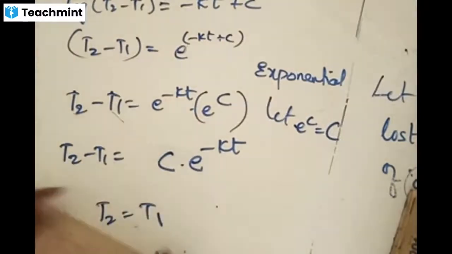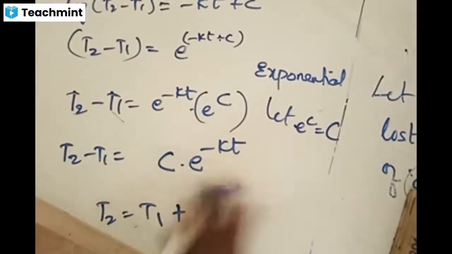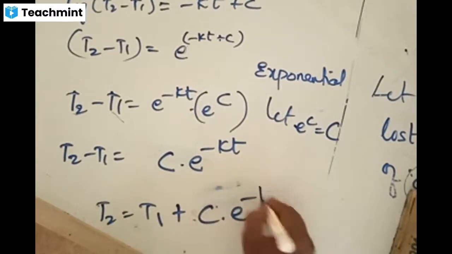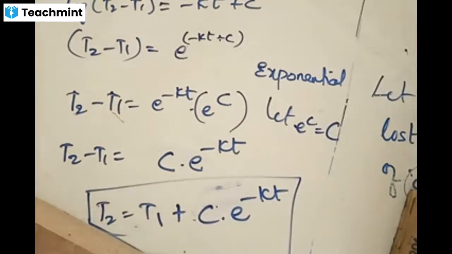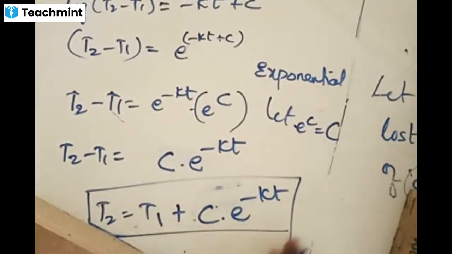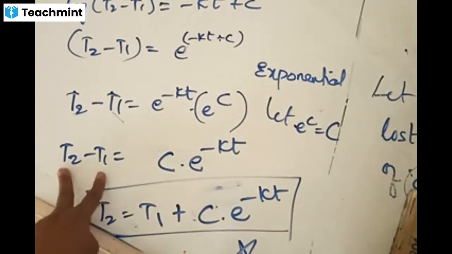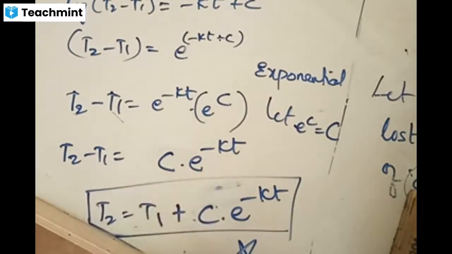If you take T1 to this side, T1 plus e to the power of minus kt, or c into e to the power of minus kt. This is the final equation. What is this equation trying to tell us? It is telling us that the difference of temperature is going to vary in exponential form. This is an important relation.